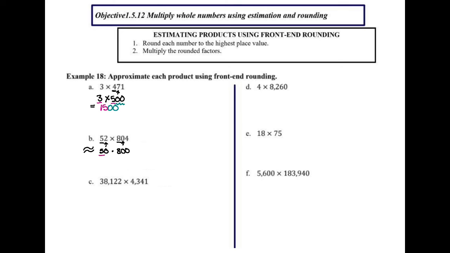Okay, so now 5 times 8 is 40. And we have 1 zero from the first number, 2 zeros from the second number, so we have 3 zeros in the answer, so it's 40,000.